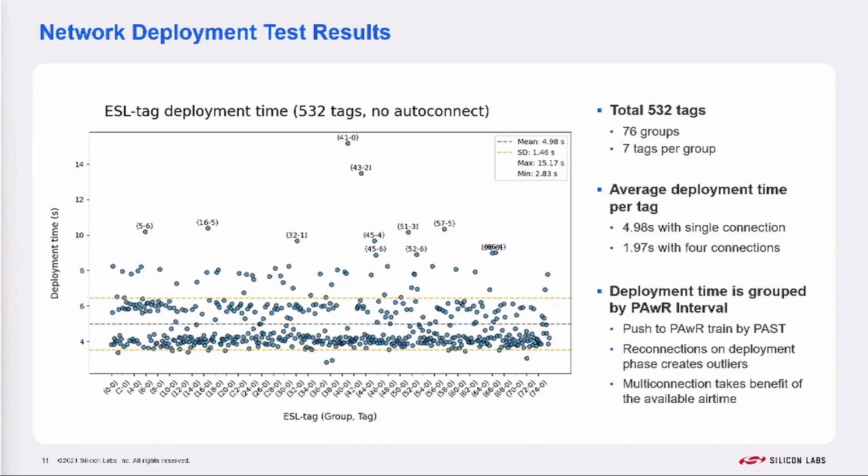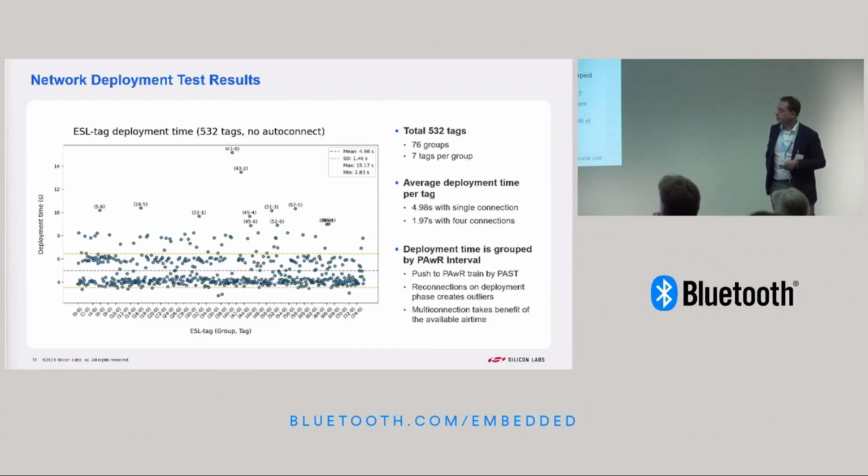So first the results. You take the average here. You can see the average is a bit less than 5 seconds per tag. Well, you figure out that in this case we take one connection at a time. There is a lot of radio airtime which is not utilized. We don't have a nice graph of that, but when we utilize 4 connections in parallel, we slash that from about 5 seconds to less than 2 per tag.